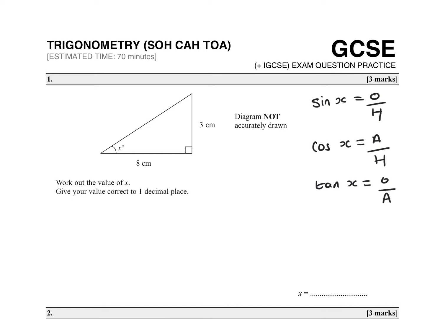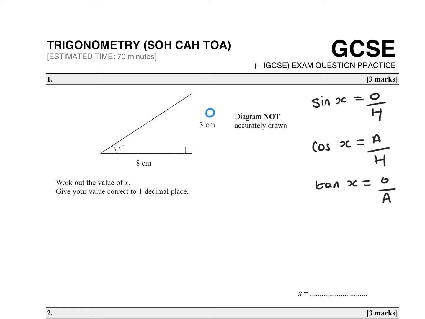So what we now need to do is label the triangle. Opposite is opposite the angle we're trying to find. So where's our angle? Here. Opposite the angle is this side here. So this is O for opposite. The opposite is always opposite the angle we're trying to find.